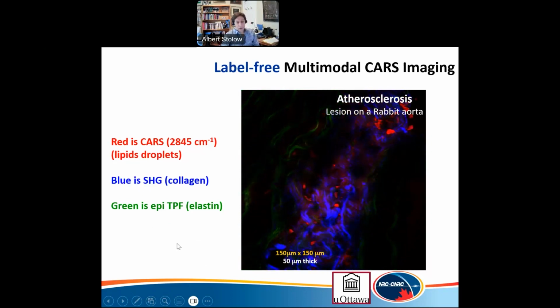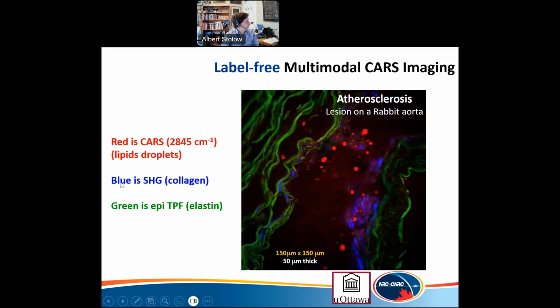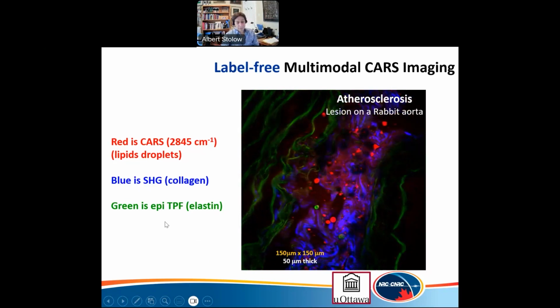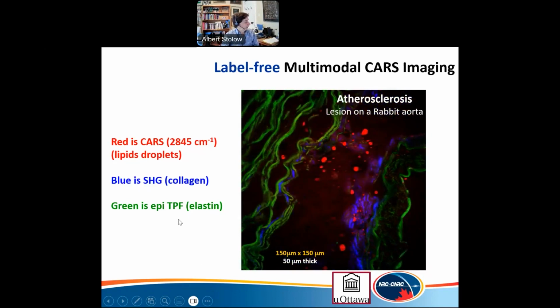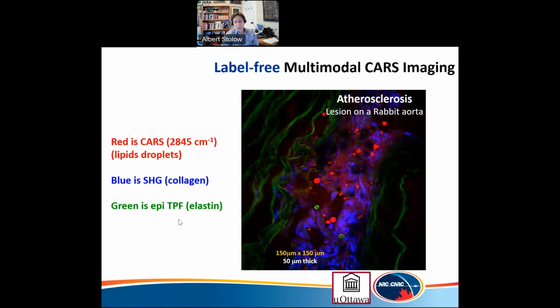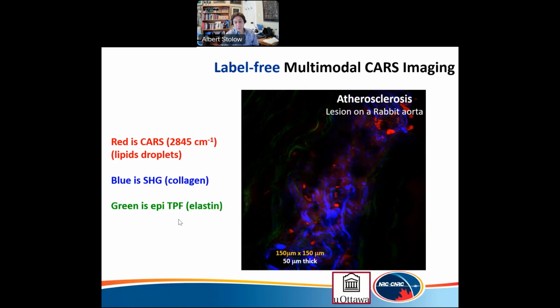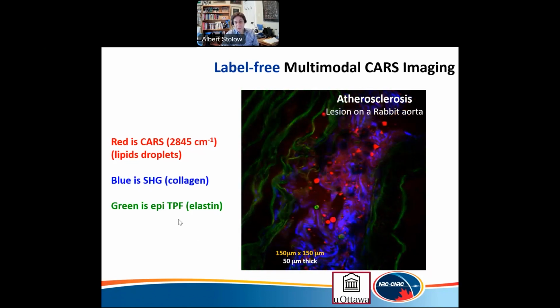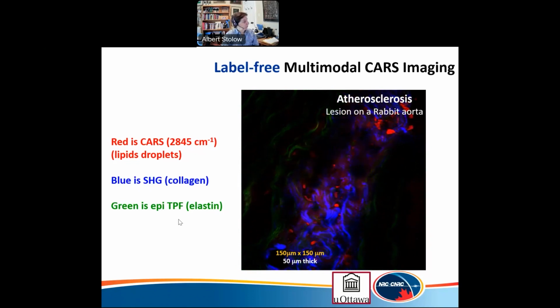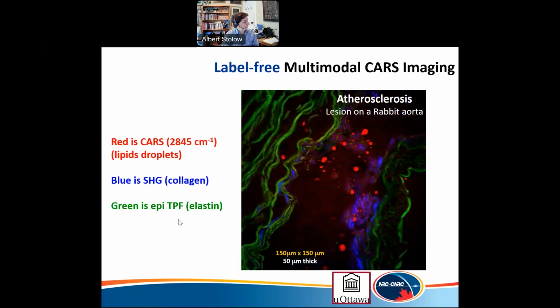So what I've done here on the computer is I've taken the three signals from my three different detectors and I've false colored them, red, blue, and green. If you were to look with white light on a microscope, you wouldn't see any contrast at all because these are not colored themselves. I've artificially colored them on the computer using the different signals.